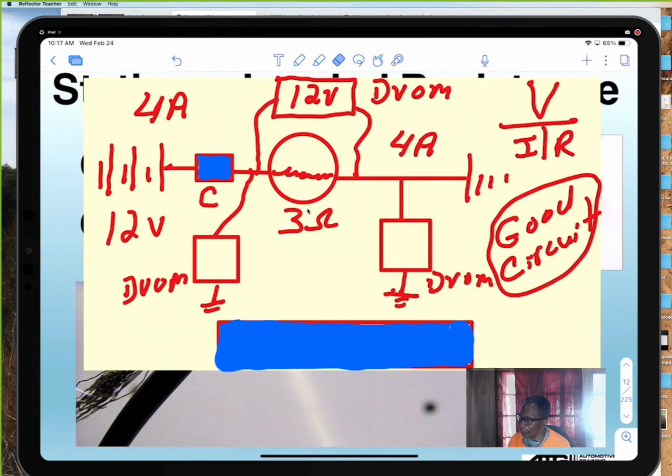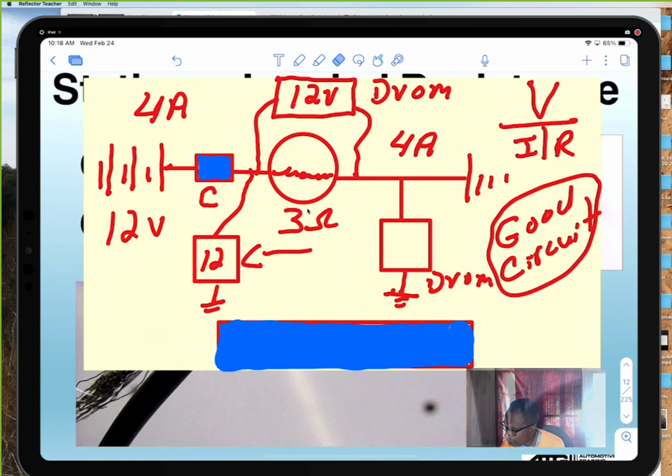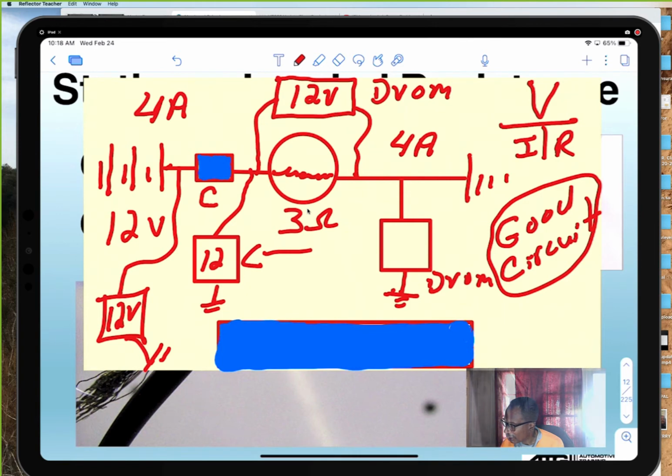Now if I'm checking for my potential voltage on a good circuit, and this box here, I have what? 12 volts. Right? Let me add another box here. Now I put another voltmeter here to check for potential voltage. Also, I'm gonna have what? 12 volts again. Right? All potential voltage leading up to the bulb.